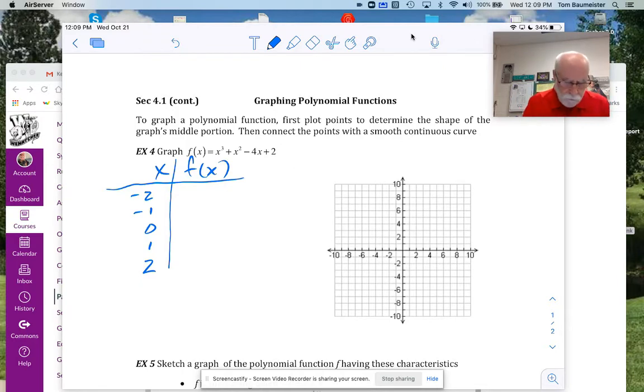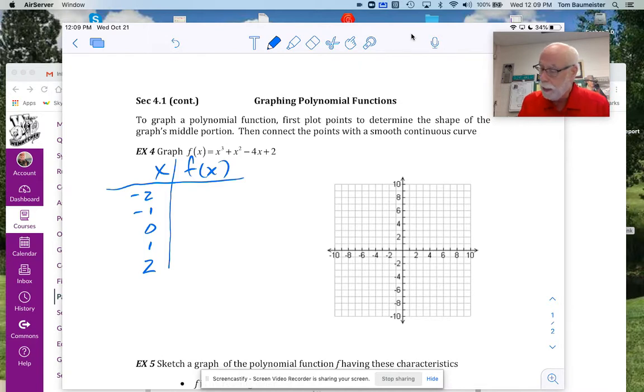So first one, to graph a polynomial function, first plot points to determine the shape of the graph's middle portion. Then connect the points with a smooth continuous curve. So my example is graph f of x is equal to x cubed plus x squared minus 4x plus 2. So remember, I told you just to choose a couple of points. So I put -2, -1, 0, 1, and 2.